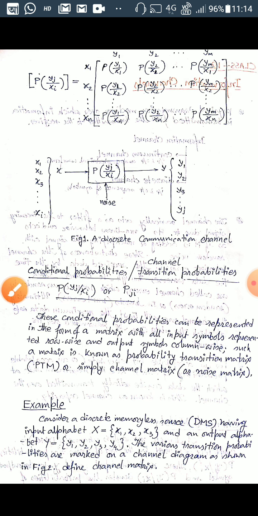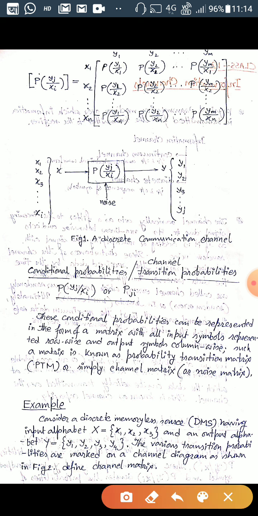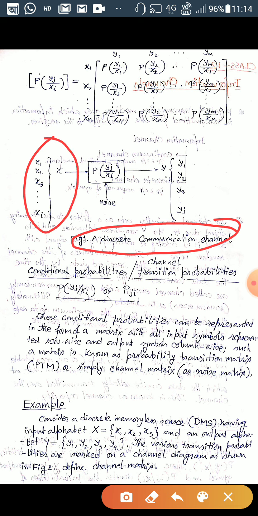From this discrete communication channel diagram, you can identify that this section is defined as the input, this section is defined as the output, and this is where the noise is introduced.